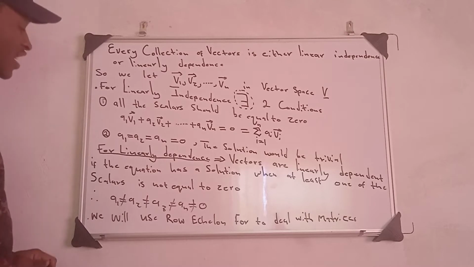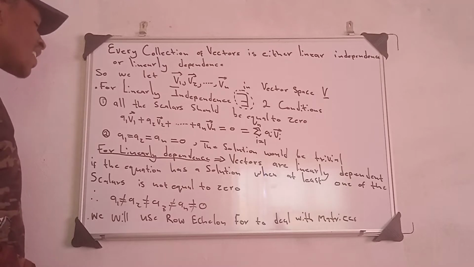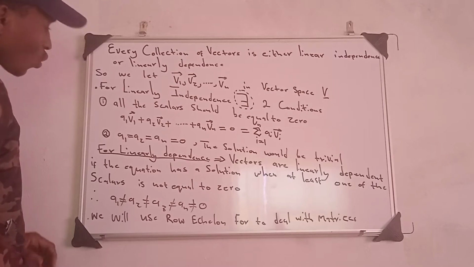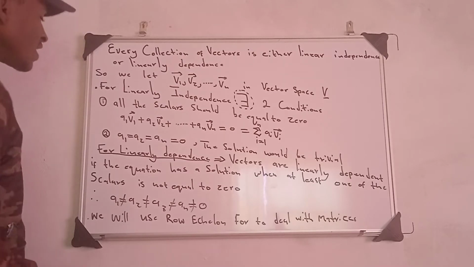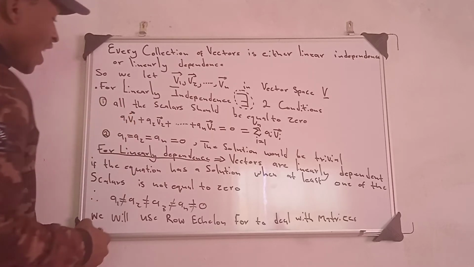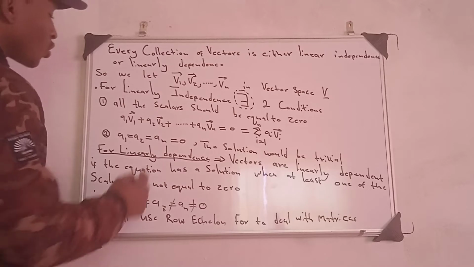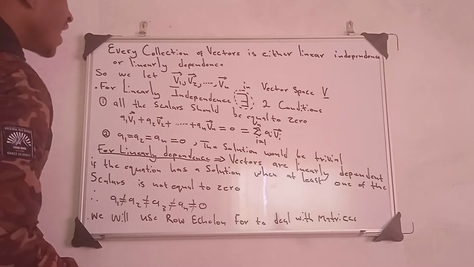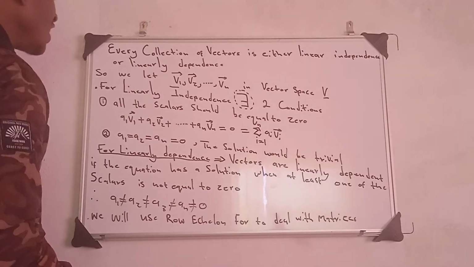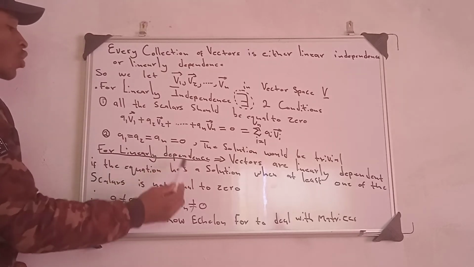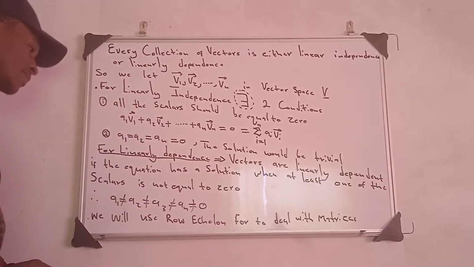The second condition says that the first scalar is equal to the second scalar and the third, all the way to the nth scalar, but they all equal 0. This means a1 is 0, a2 is 0, and an is also 0, so that the vectors can be linearly independent. So for linear independence, it takes these two conditions. If the sum gives us 0, we know that the solution will be trivial.